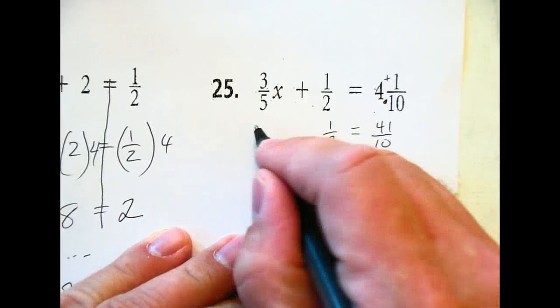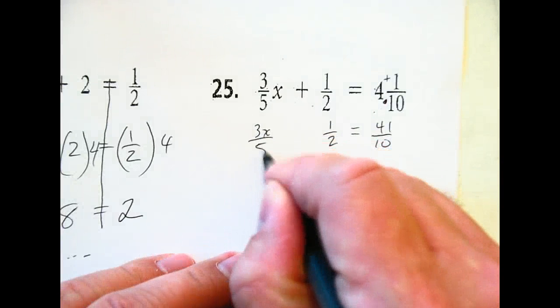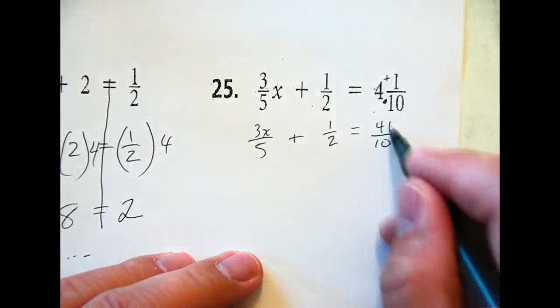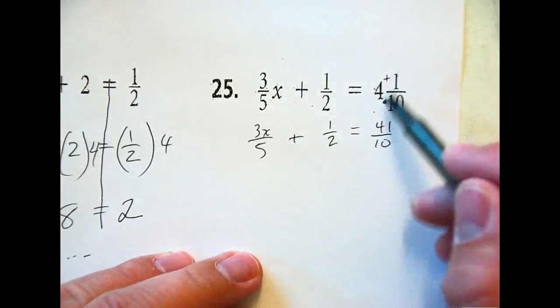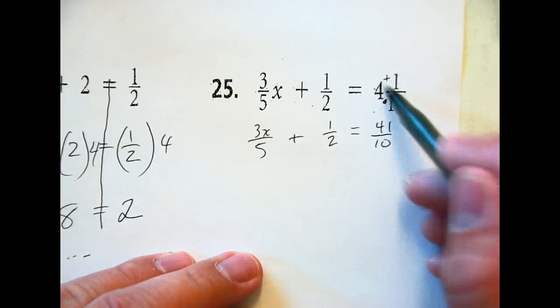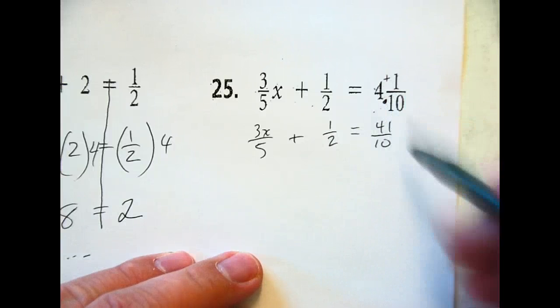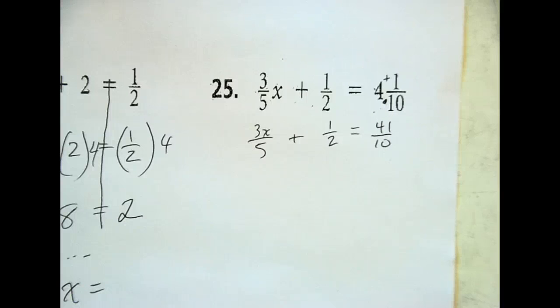So the first step, rewrite it like, okay, you need to know that that's 41 tenths. Okay, you have 4 wholes that are broken into 10 parts. That's 40 plus 1/10 more. All right, finish it up tonight.